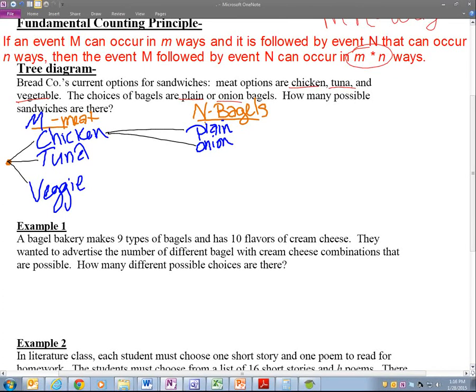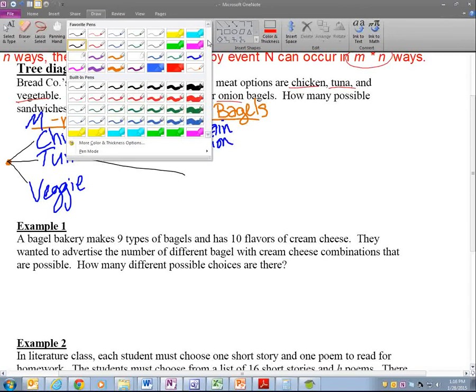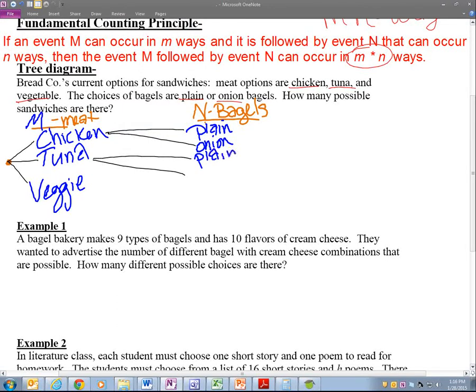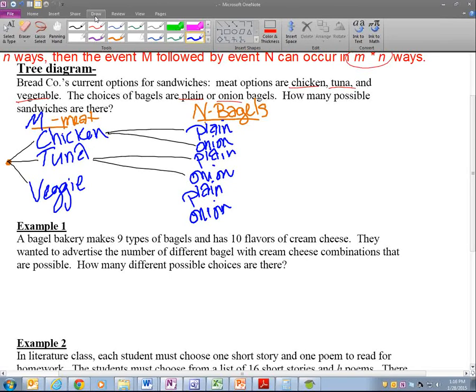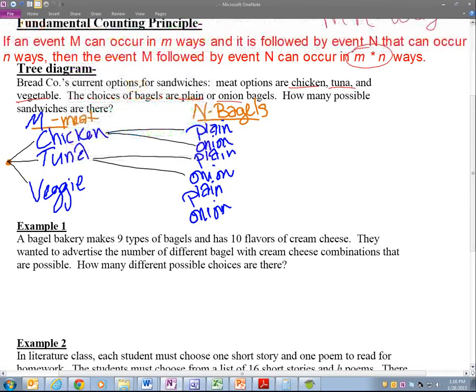Klein. Good. And where is it going to come from? It's going to come from these bagels? Tuna. Goes from tuna. Where's my blue? There you go. Plain. Onion. Then you can see where this is going to be going. We're going to have the same options for the veggie bagel. Plain. Onion. Black. Here. And here. So I went from having three strands of my tree to now I have six strands of my tree.